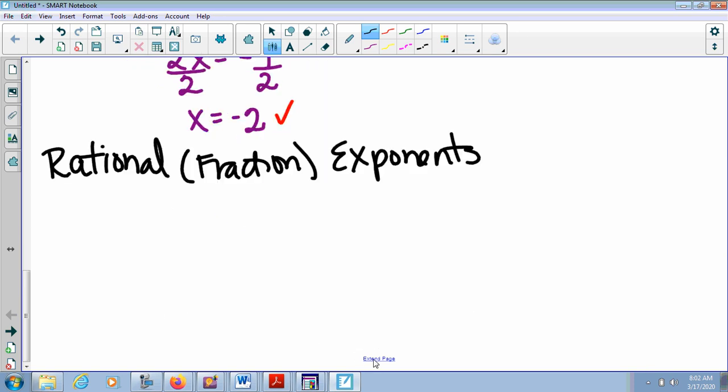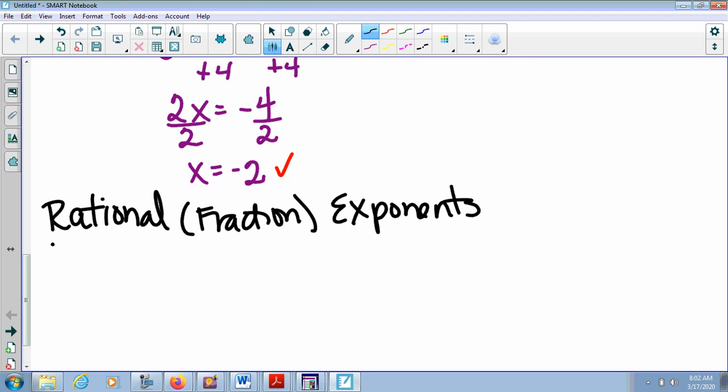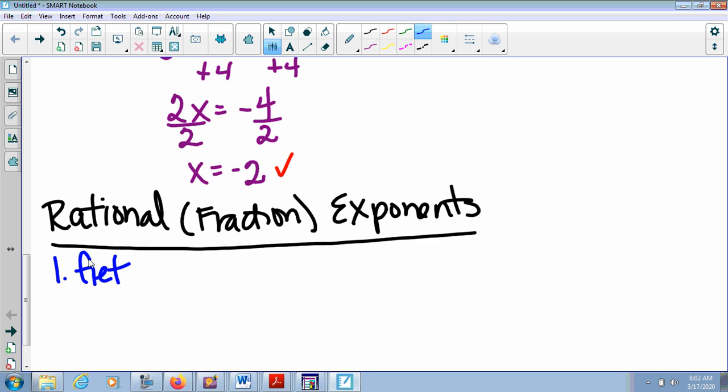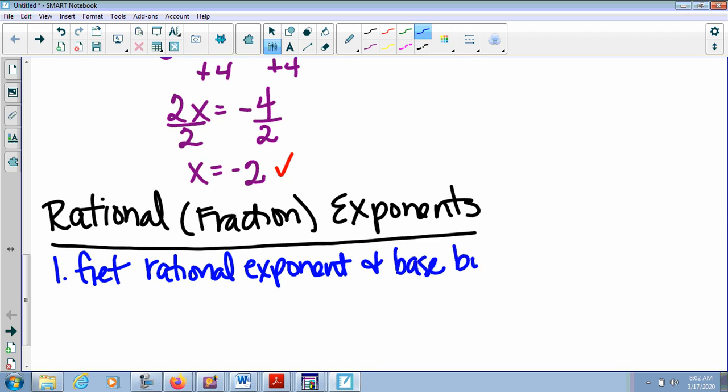Okay. So the first part of these problems are exactly the same as with the roots. So the first thing you want to do is you want to get whatever is raised to the fraction power by itself. So you're going to get the rational exponent and its base isolated, or get them by themselves.